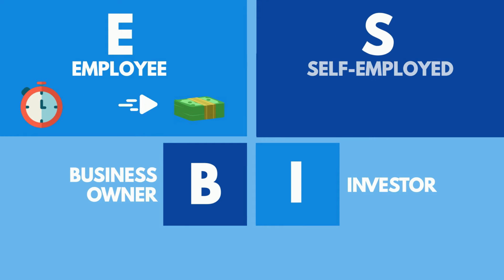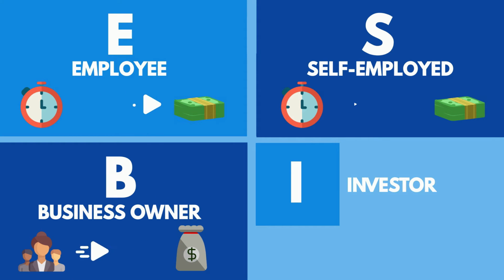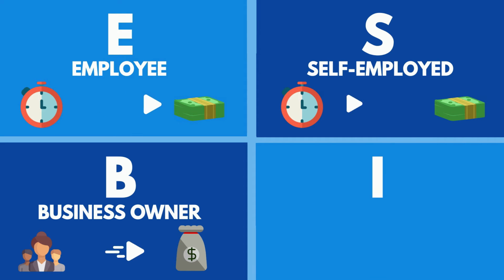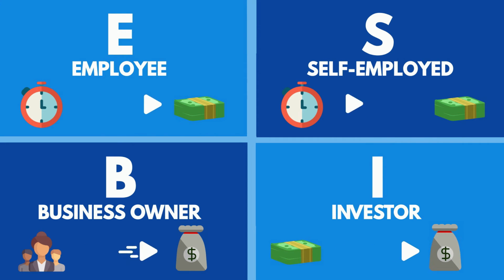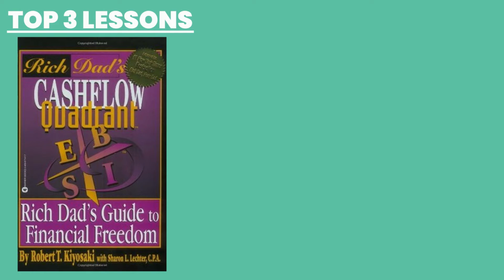The S quadrant represents self-employed people who sell their services to others and keep the profits. The B quadrant represents business owners who own an asset or business that provides income for them. Finally, the I quadrant depicts investors who invest money to gain profits on a regular basis with little effort on their part. Here are 3 of my favorite lessons from the book.